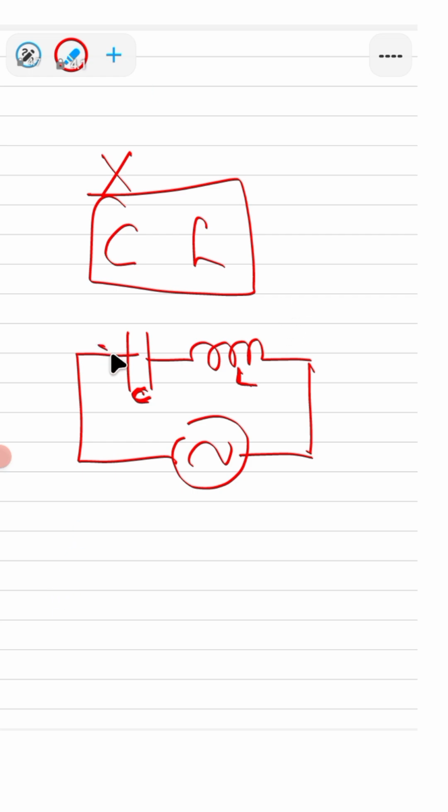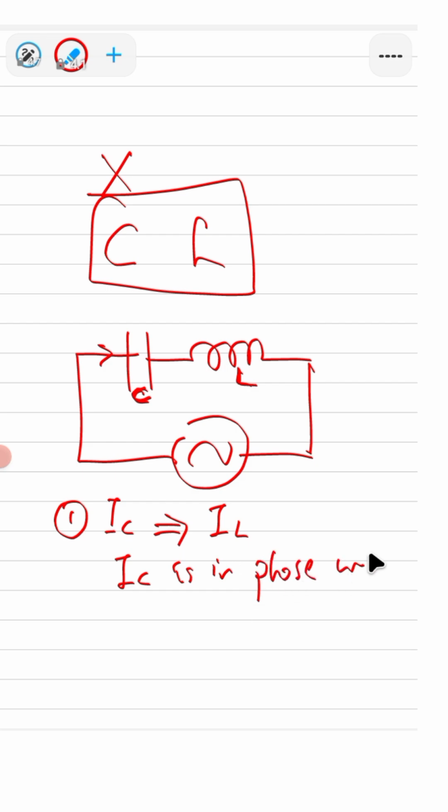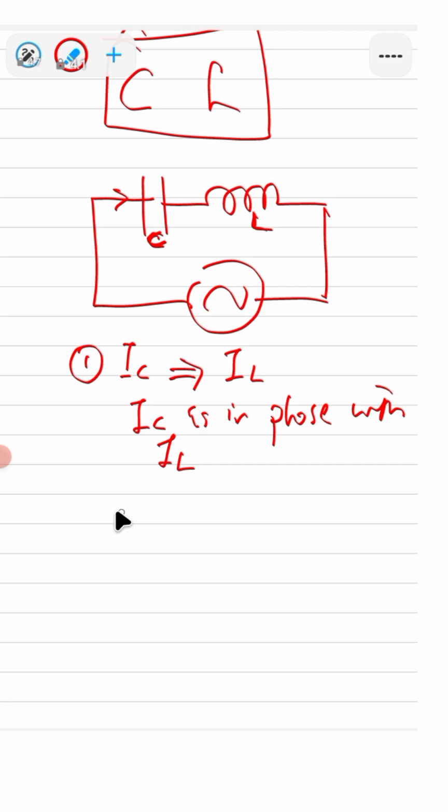Now, the next thing to note is that they are in series. Since they are in series, the same current will flow through. That means, number one, IC is the same thing as IL. So IC is in phase with IL. Keep that in mind. The vector diagram will just be like this, IC going the same direction as IL. There's no issue about that.